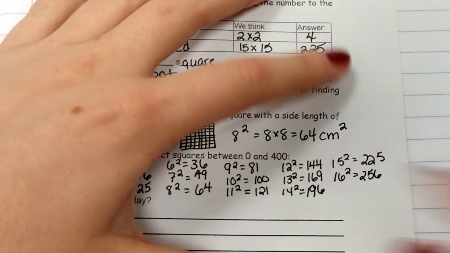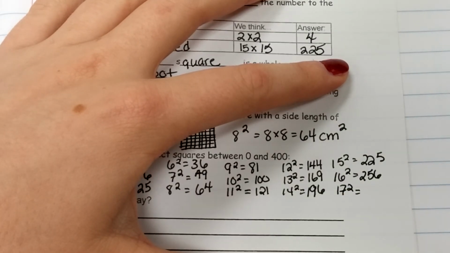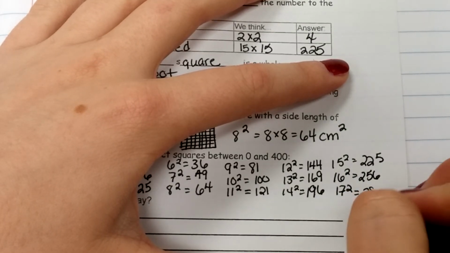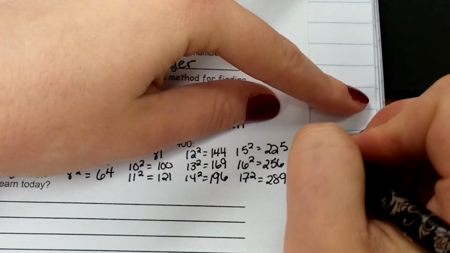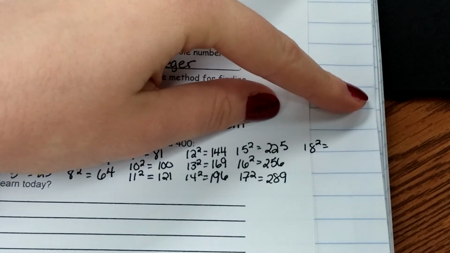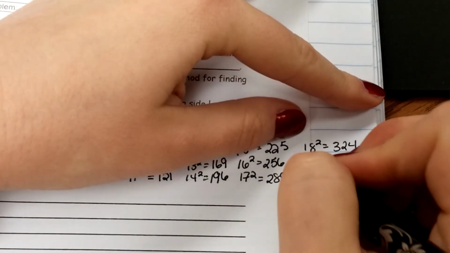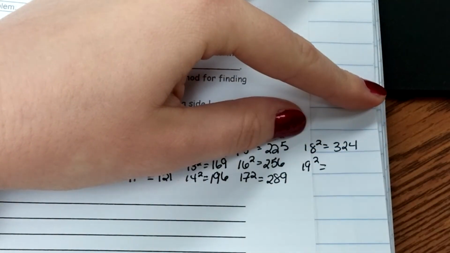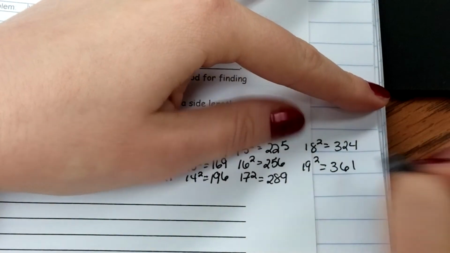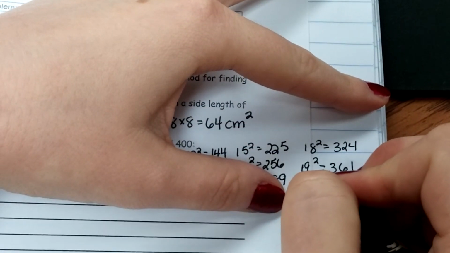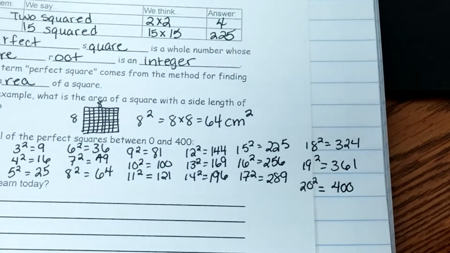We're going to go all the way up to 400. 17 squared, 17 times 17, which is 289. Keep going. We've got 18 squared. We're getting closer. That's 18 times 18. Gives us 324. 19 squared. 19 times 19. It's 361. We're pretty darn close to 400. And with 20 squared, which is 20 times 20, that's going to be 400.